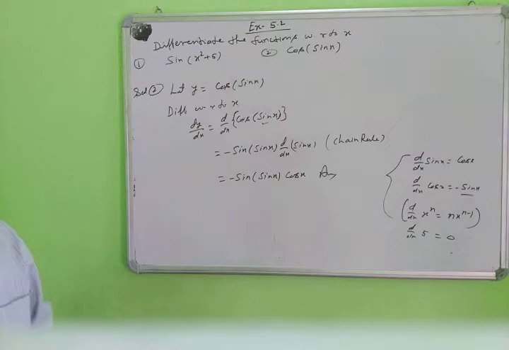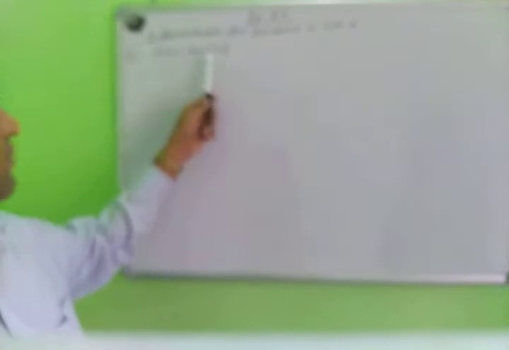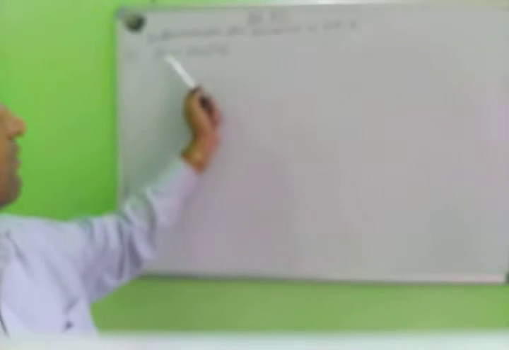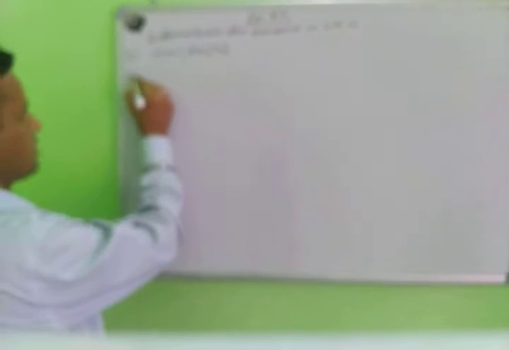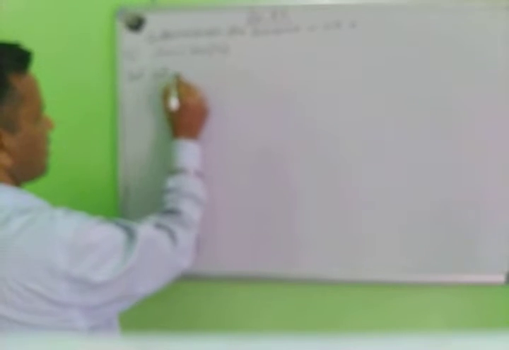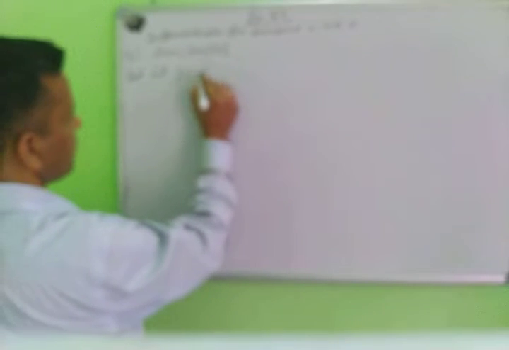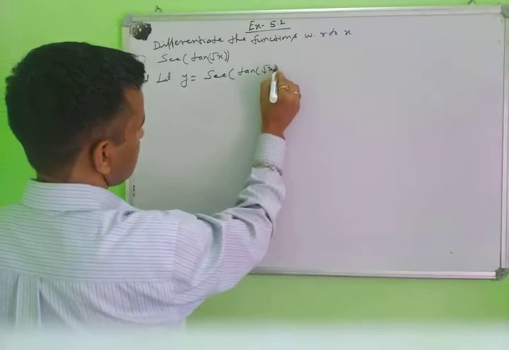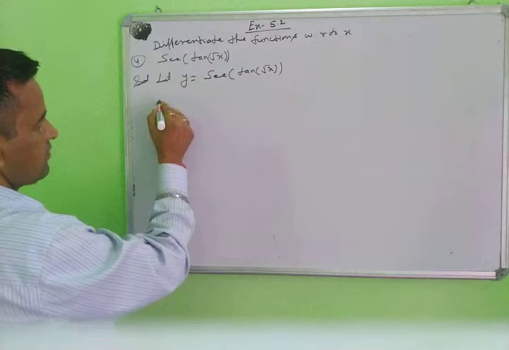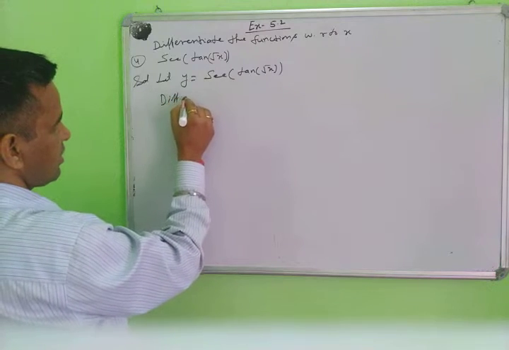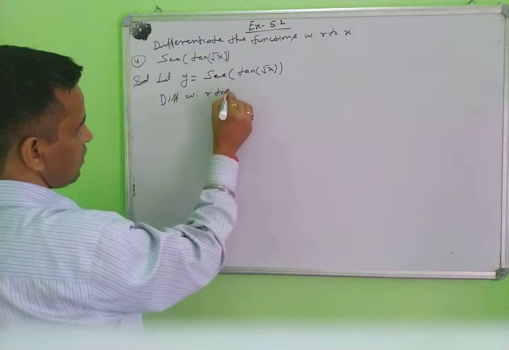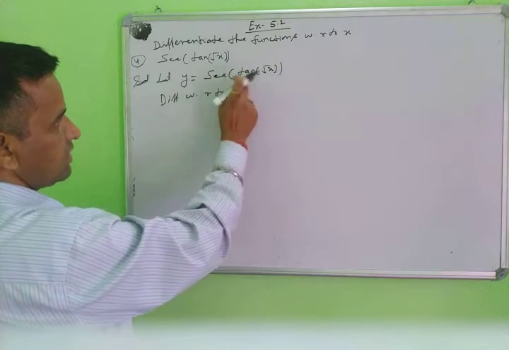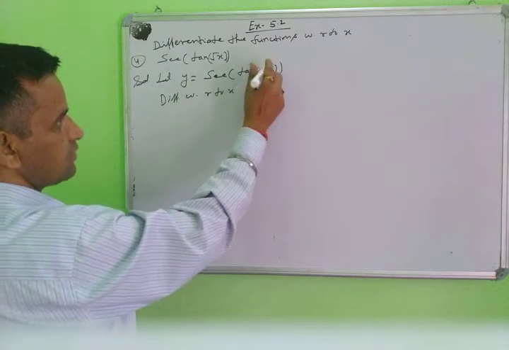Next question, I am taking question number 4. Same question, differentiate with respect to x. Question number 4, this is an important question. So now start the solution part. Let y equal to sec tan root x. So now same, differentiate with respect to x. Always in these questions we are differentiating with respect to x.